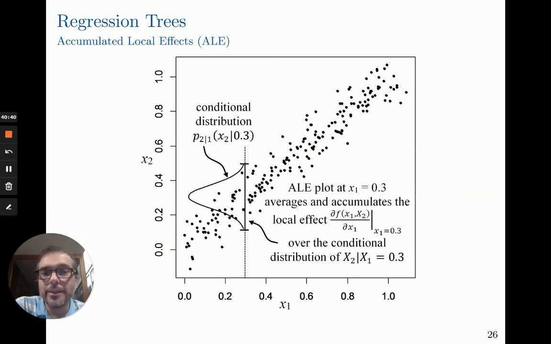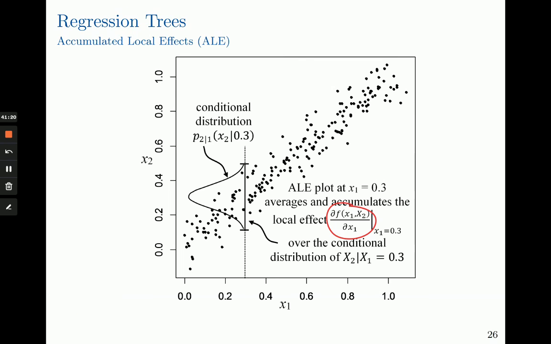And in this plot, instead of averaging the function itself with the conditional distribution, we are going to look at local averages of the local effect itself. So we are looking directly at the local effects. It's a much nicer way to try to uncover the real relationship between these variables.